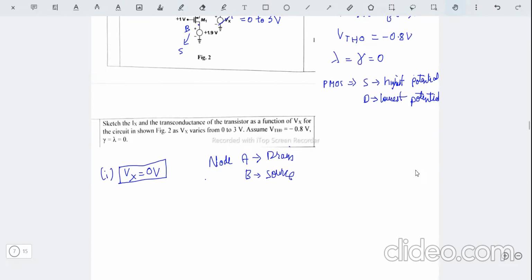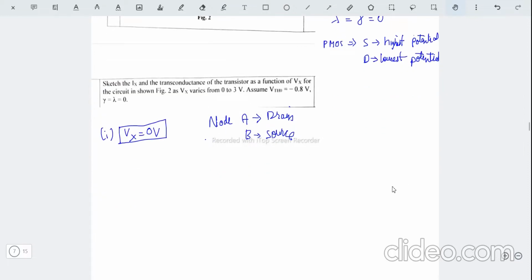First thing, we want Ix and Gm in terms of Vx. In order to find Ix, we have to find whether the MOSFET is operating in saturation or not. Based on that, we can use the corresponding equation for Ix. So we shall find whether the MOSFET is in triode or saturation. So we shall evaluate VGS.